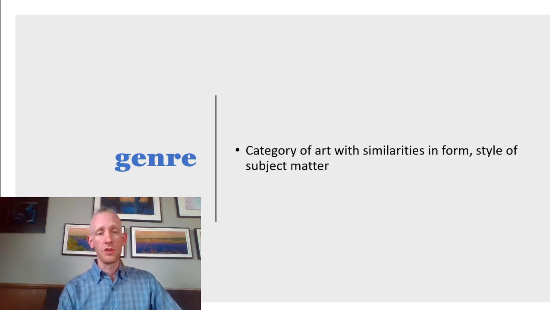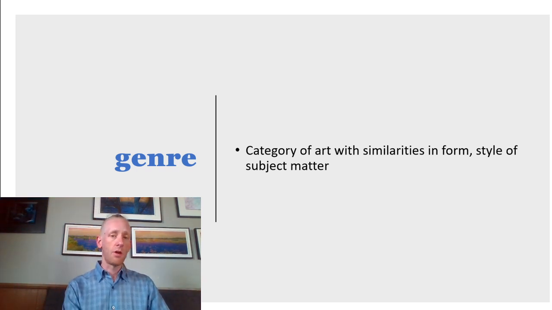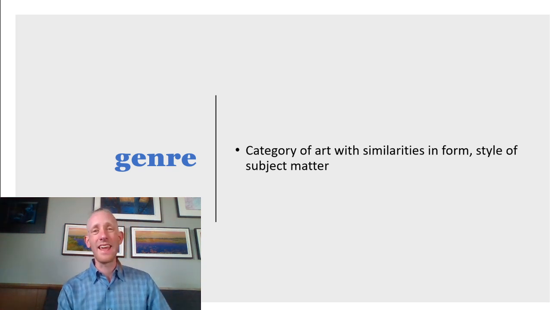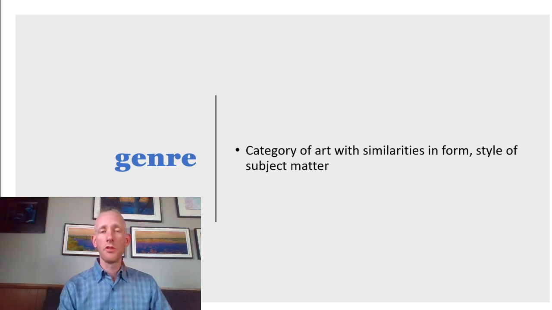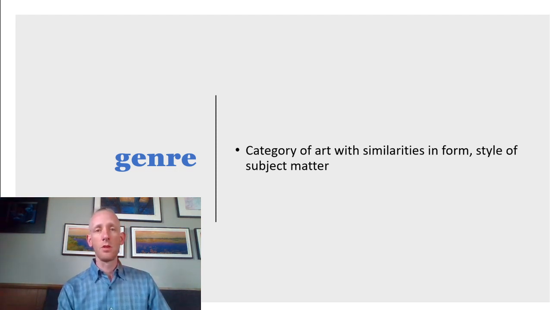Next up, we have genre. Genres are categories of art with similarities in form, style, or subject matter. It's basically a type of a thing, right? If it is an artistic artifact or an artistic project, it has at least one genre that it is a part of. Note also that genre is both a collapsible or expandable term.